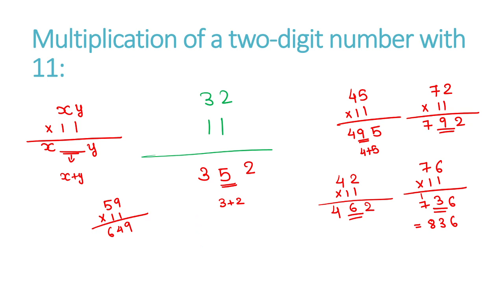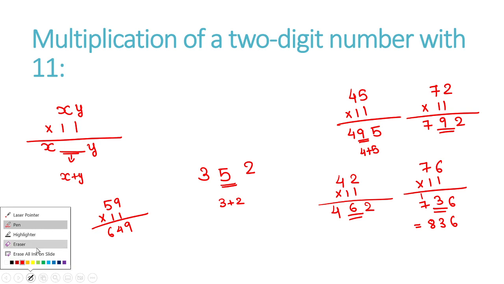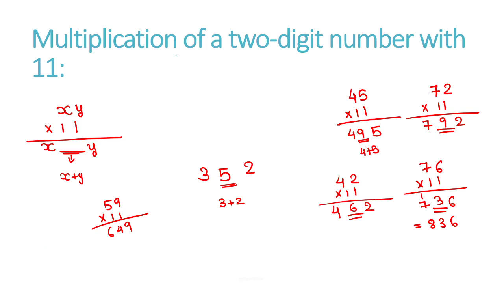Now I multiplied with 11, but the number was a 2-digit number. What if I take a 3-digit number and try to multiply it with 11? For example, I have 123. I just changed the color so we can have a distinction between 2-digit and 3-digit. So if I have 123 and I want to multiply it with 11, I'm supposed to do the same thing. The number starts with 1 and ends with 3.